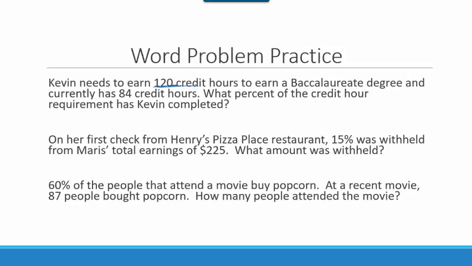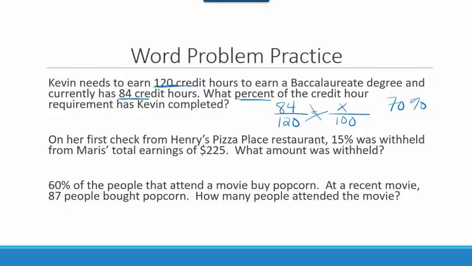Kevin needs to earn 120 credit hours for his degree. He's currently earned 84. It's asking for the percentage. So I know since I need my percentage, that's what I don't know. So this would be x over 100. 84 is the part that he has earned. 120 is the whole degree or the total. So 120 goes at the bottom. Typically, it's smaller number out of larger number. So when you cross multiply in this case, we get that he has completed 70% of his degree.